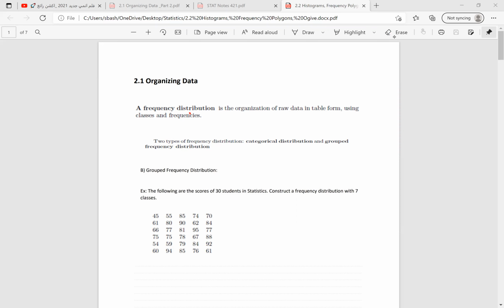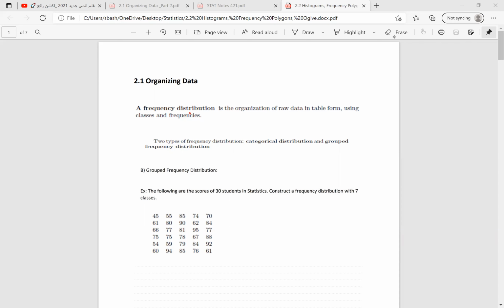For the grouped frequency distribution, let's take this example to explain the details. From the title, grouped means we are going to put the data in groups or some intervals. Usually this works for quantitative variables. Remember that we mentioned before that we have two types of variable, qualitative and quantitative. Quantitative means numerical value. It's a variable that assumes numerical values.